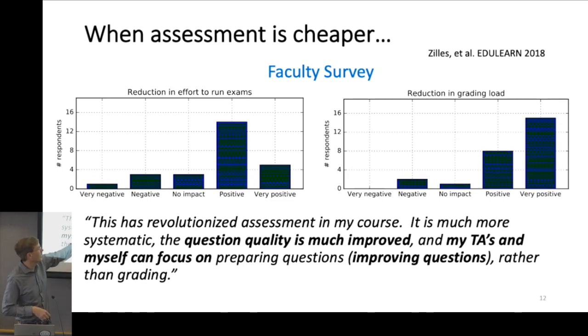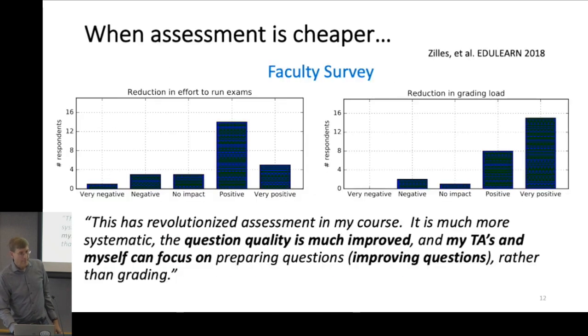And that's sort of what this is saying, is that question quality is much improved. My TAs and myself can focus on improving questions rather than grading. So there's no longer this giant churn in the exams that we give where you can write a buggy problem and put it in front of students and bad things happen. If we find a problem in a problem, we fix it, and then we give the revised problem in future semesters.